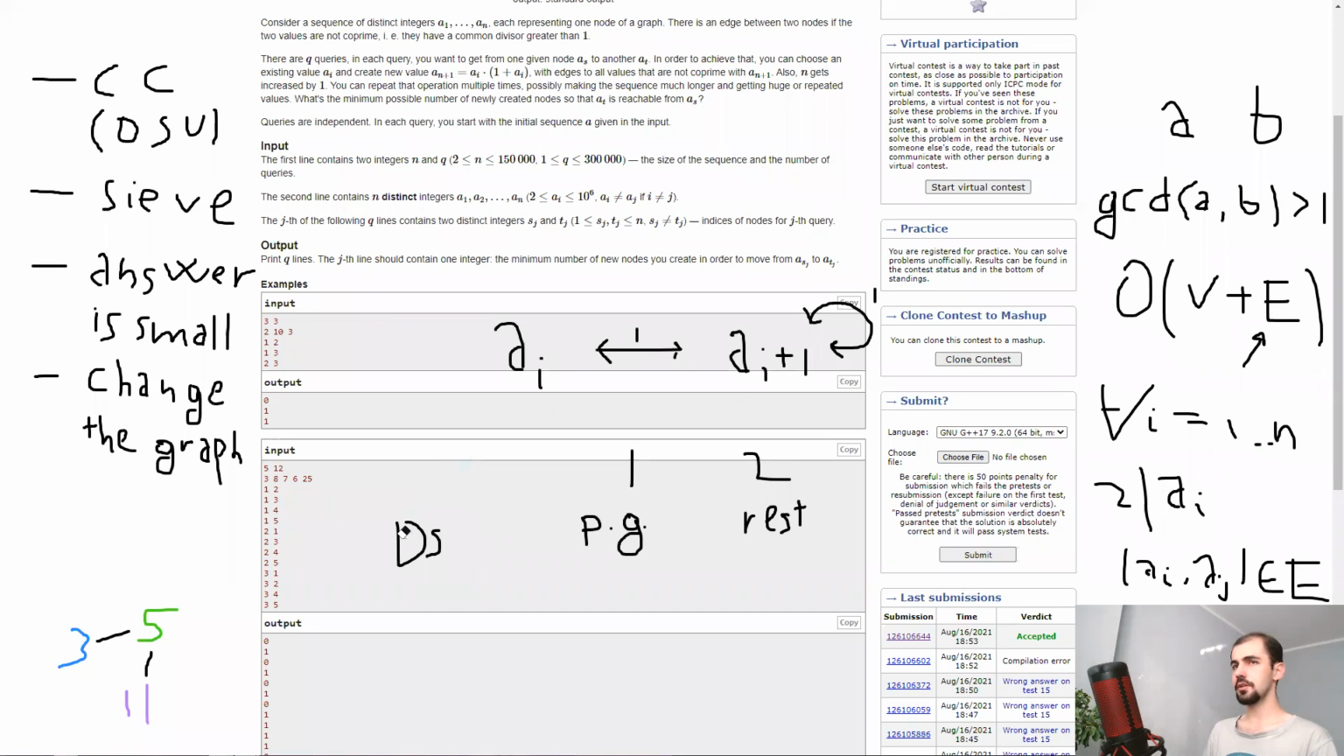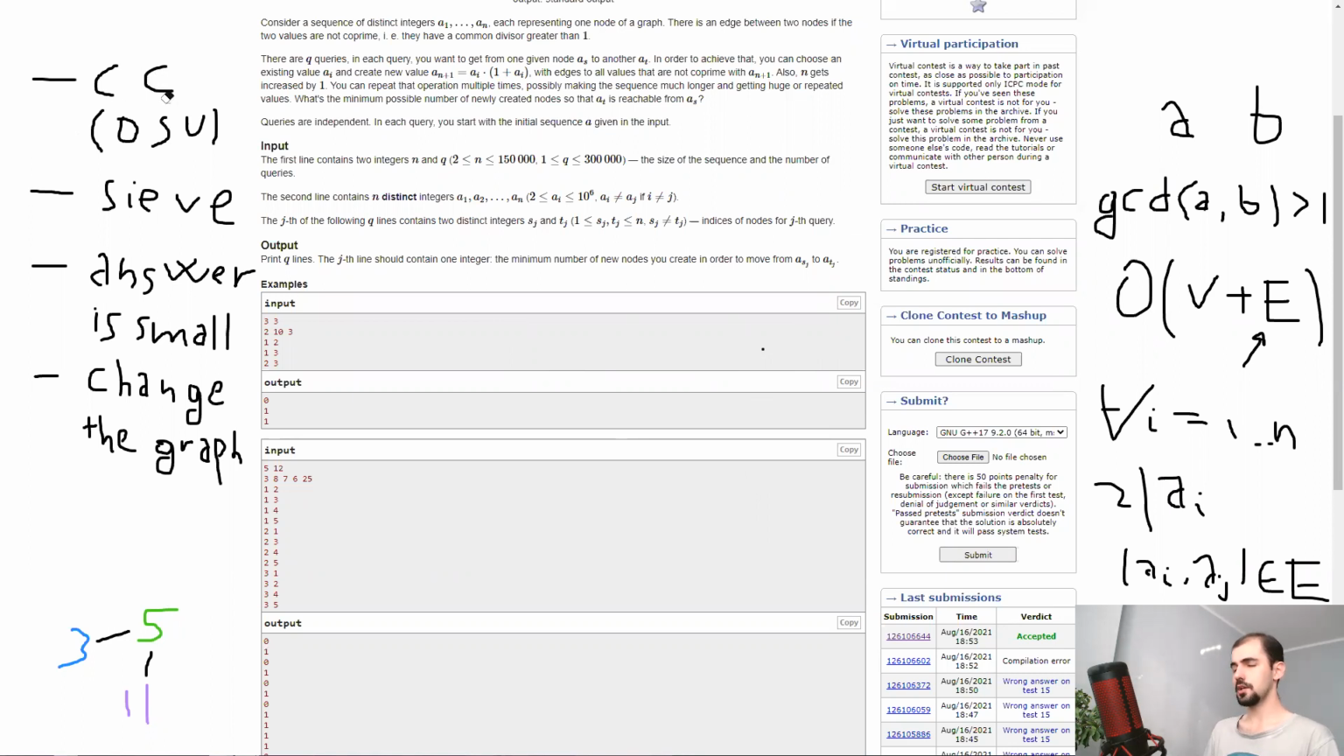And you may see that all of those ideas on their own are not too difficult, right? I bet that we all could figure that out with enough time. Like connected components, okay, easy. Sieve, right, acceptable. Answer is small, yes, just looking at the samples and then thinking a little bit.